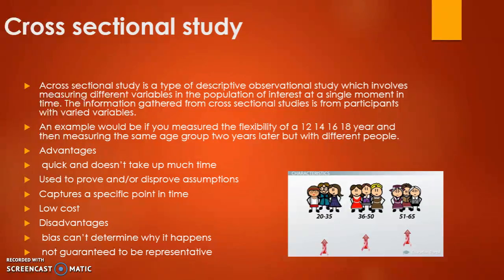The advantages with a cross-sectional study is that it's quick and doesn't take up much time. It is used to prove or disprove assumptions and captures a specific point in time. Also, it is very low cost, and that is always useful. The disadvantage is that it could be biased because it doesn't determine why something happens. Also, it doesn't guarantee to be representative.